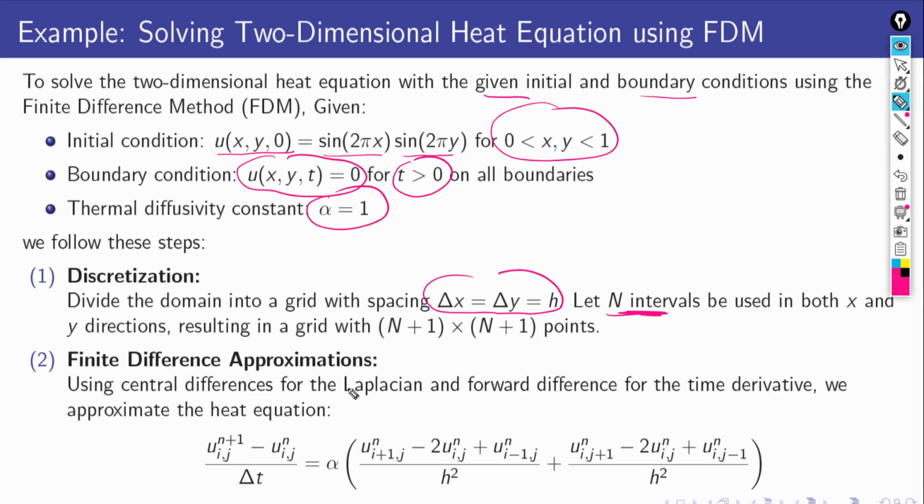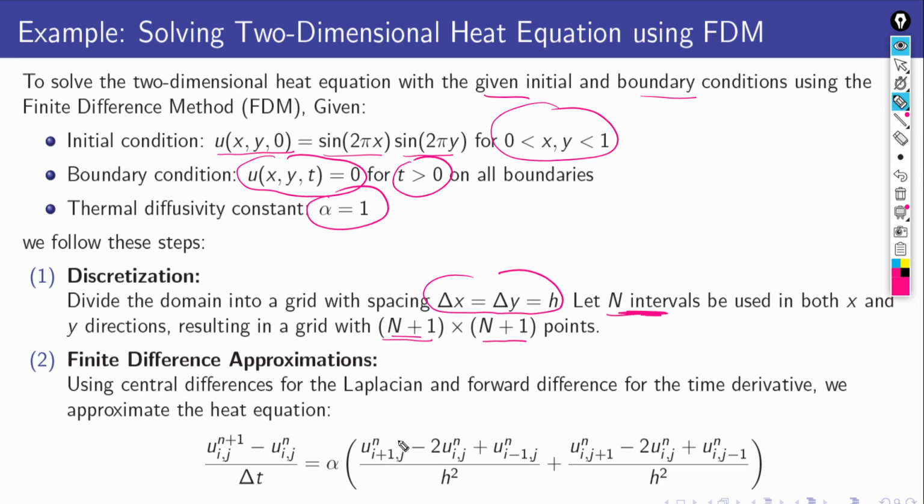So the resulting grid has n plus 1 by n plus 1 points. These points will be there when we discretize the domain, and the grid points will be in this order. The finite difference approximation we are using here is (u^(n+1)_ij - u^n_ij) over delta t, which will be equal to this one.